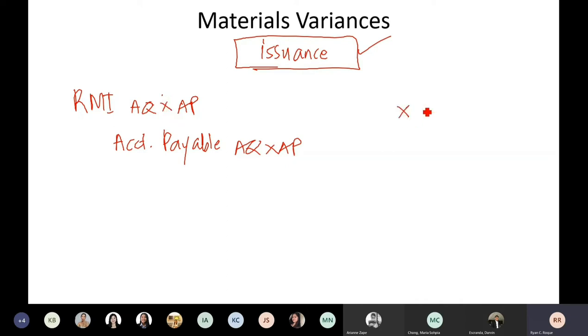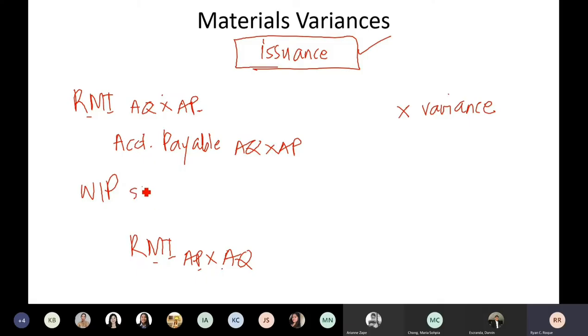Kaya walang variance. Okay? Kaya pag nag-issue ka sa production debit work in process and credit, raw materials inventory, ito ay actual price times actual quantity pa rin. Kasi you valued your RMI at actual price naman nung binili mo. Kaya nakakredit din sa'yo ang actual price. Anong debit natin? Standard price times your standard quantity. Ayan. So kung mapapansin mo, magkaiba ng price, magkaiba ng quantity. Kasi at this point, nagsabay yung variances natin. Materials price variance, and materials quantity variance. Sometimes you call it materials usage variance.